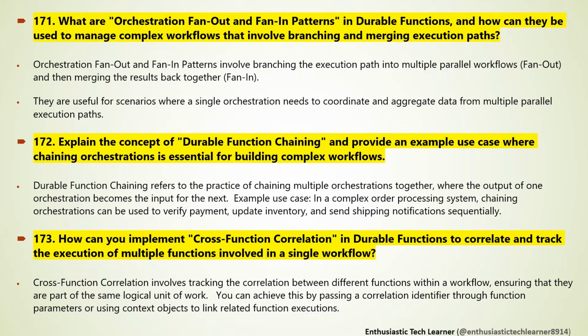Explain the concept of durable function chaining and provide an example use case where chaining orchestrations is essential for building complex workflows. Durable function chaining refers to the practice of chaining multiple orchestrations together, where the output of one orchestration becomes the input for the next. Example use case: in a complex order processing system, chaining orchestrations can be used to verify payment, update inventory, and send shipping notifications sequentially.